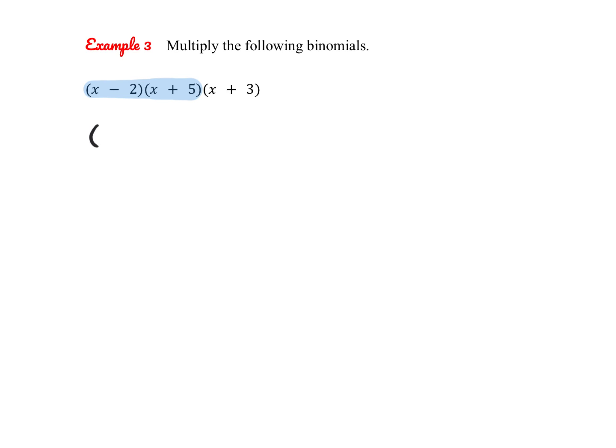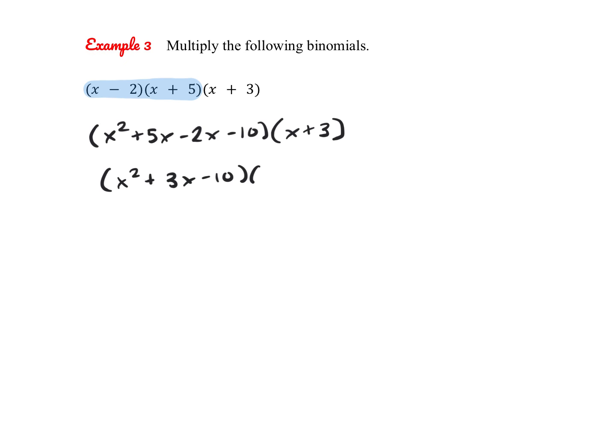So when I multiply those 2 together, I get x times x, which is x squared, x times 5, which is 5x, negative 2 times x, which is negative 2x, and negative 2 times 5, which is negative 10. And I still have that last binomial at the end. And then I'm actually going to combine like terms before I go on to multiply in my remaining binomial.